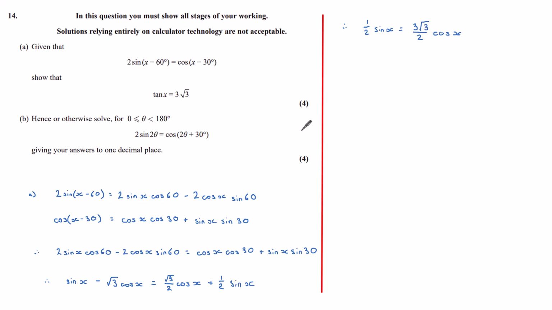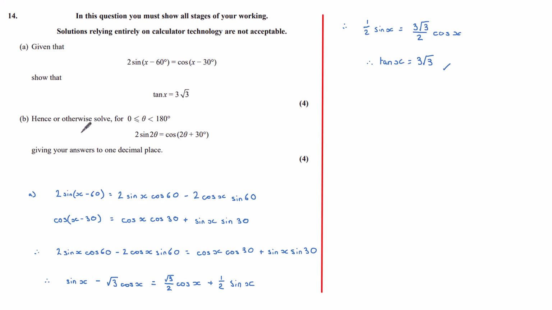If we add the root 3 cos x to both sides and subtract half sine x from each side, we get that half sine x is equal to 3 root 3 over 2 cos x, which if we multiply both sides by 2 and then divide through by cos, we get tan x is equal to 3 root 3, which is what we wanted to show.